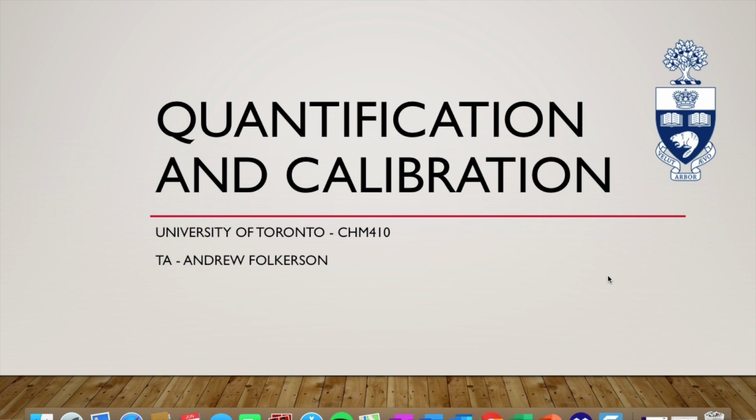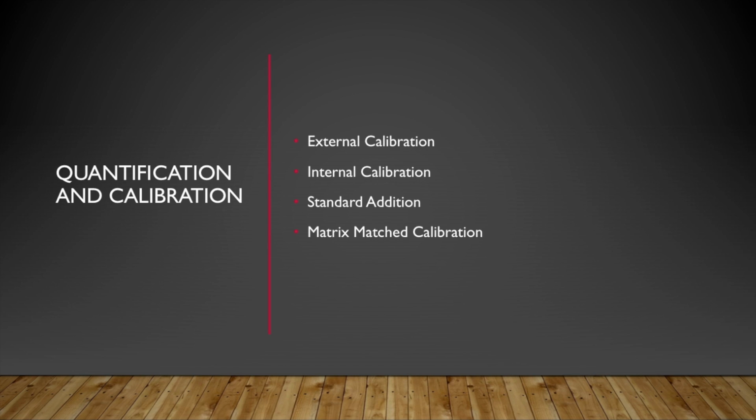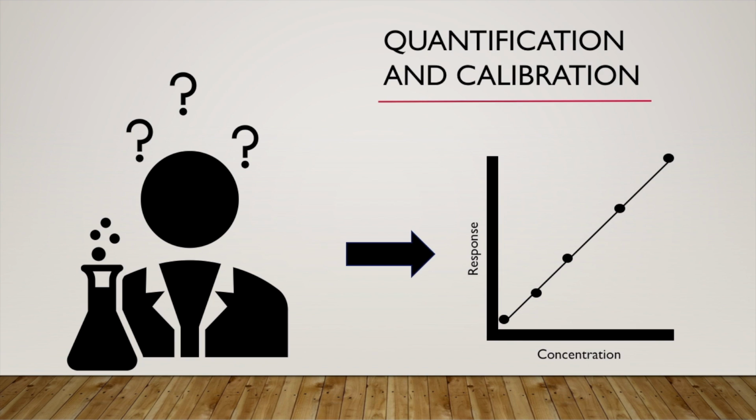In this video, we're going to be looking at the various calibration techniques or methods for quantification of a known analyte. Briefly, there are four calibration methods: external calibration, internal calibration, standard addition, and matrix matched calibration. These calibration techniques involve the preparation of a range of concentrations of the target analyte to create a calibration curve.